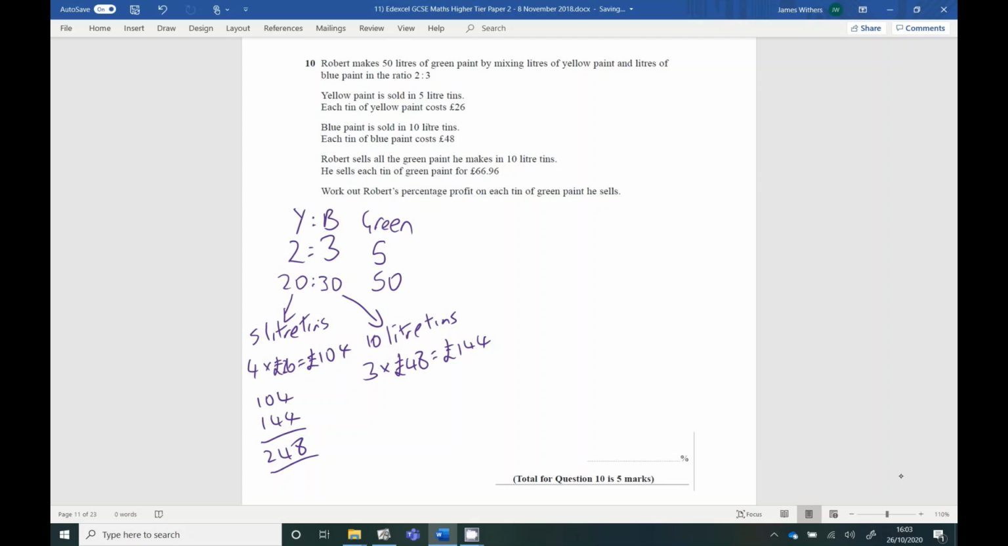Now we go and sell this in 10 litre tins. Okay, we've made 50 litres. So we're going to sell 5 tins, each costing £66.96. So the actual money we have coming in is £334.80.